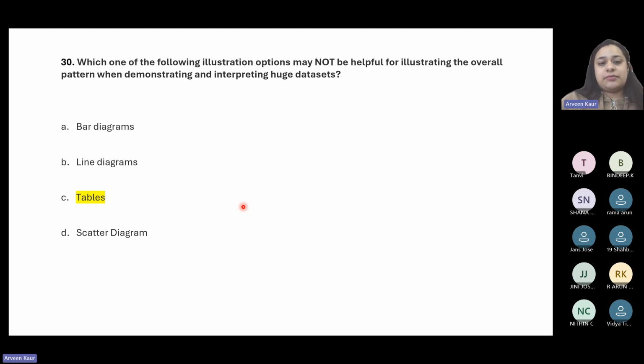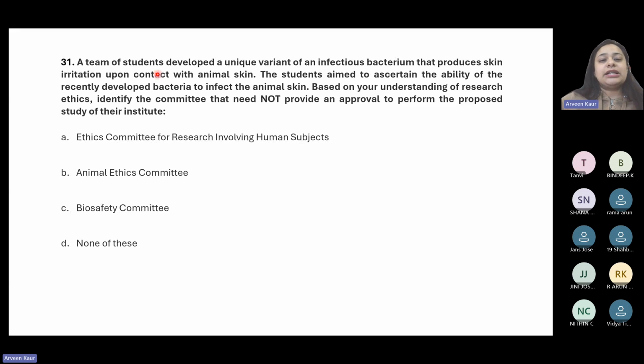Then we come to question number 31, which says, a team of students developed a unique variant of infectious bacteria that produces skin irritation upon contact with animal skin. The students aimed to ascertain the ability of the newly developed bacteria to infect the animal skin. Based on your understanding of research ethics, identify the committee that need not provide an approval to perform the proposed study at their institute.